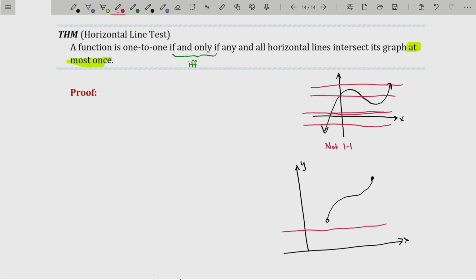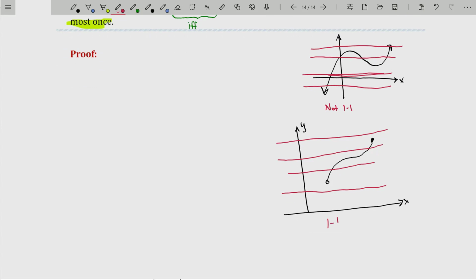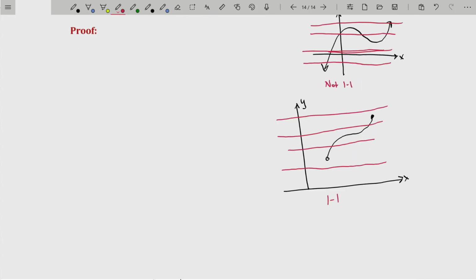It doesn't even hit the curve, but that's okay because it hits the curve 0 times, which is at most once. Remember, 0 is less than or equal to 1, so that works out. Here's a horizontal line that hits the curve at most once. Here's another one, hits the curve at most once. Here's another one that hits the curve at most once. No matter how many horizontal lines I draw, each of them will hit the curve at most once in that case. So this is 1 to 1. So you get the idea, hopefully.